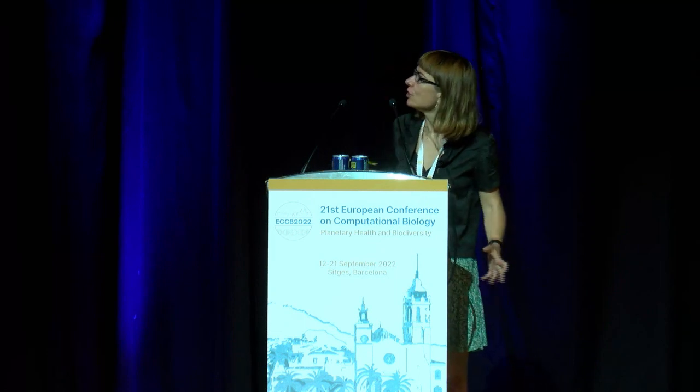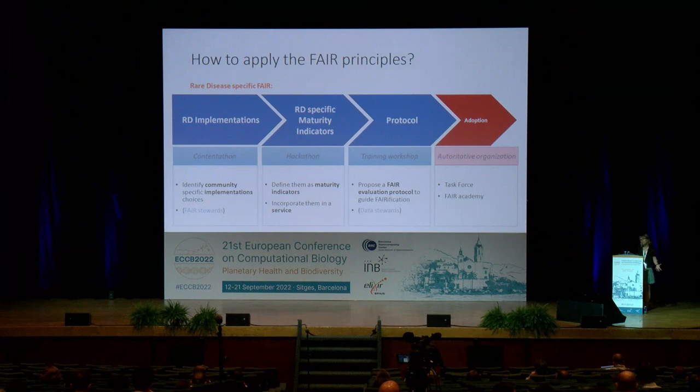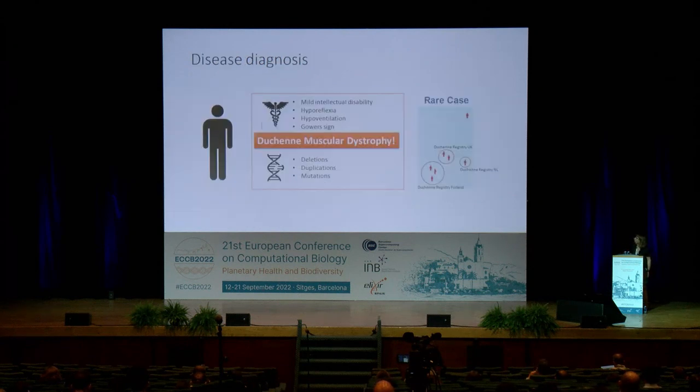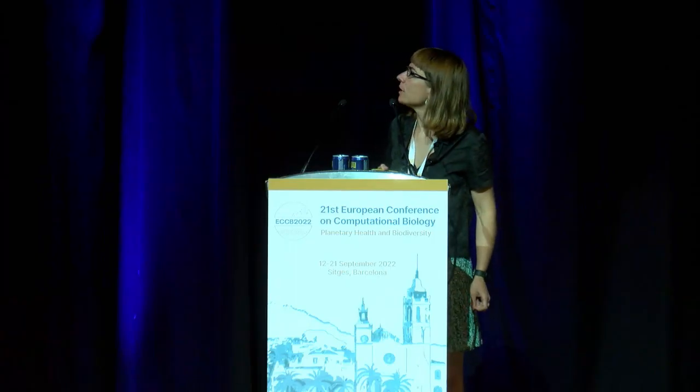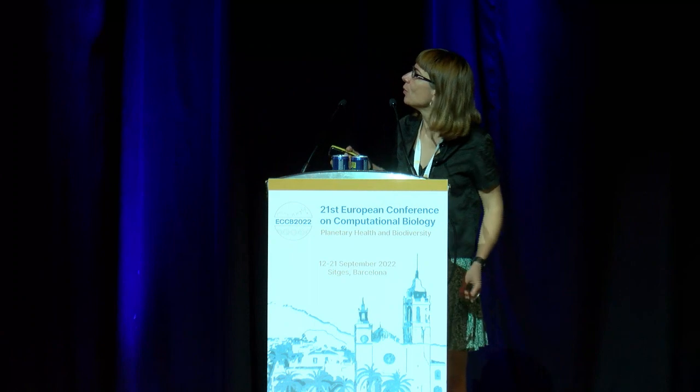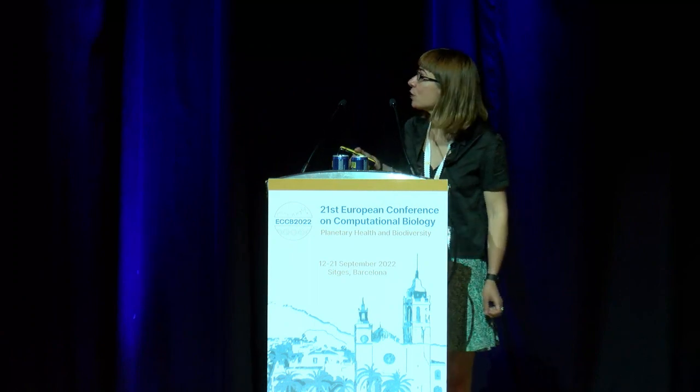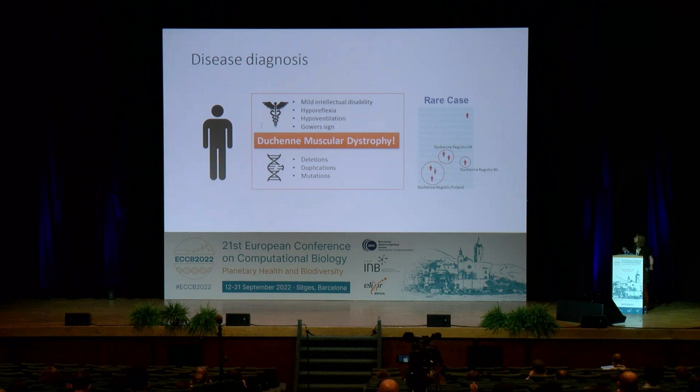And so here is just a brief summary of how to apply FAIR principles within a community. So again, first set up the community-based implementations, then maturity indicators, and establish a protocol and a strategy for adoption. And with this little effort, we hope that it can be a step to identify that your rare case is actually gathering all this information together because it's FAIR, is actually common and found in other rare disease registries, and what you have is actually Duchenne muscular dystrophy.